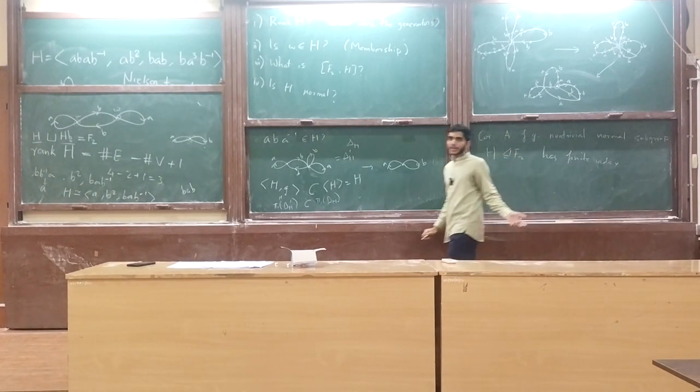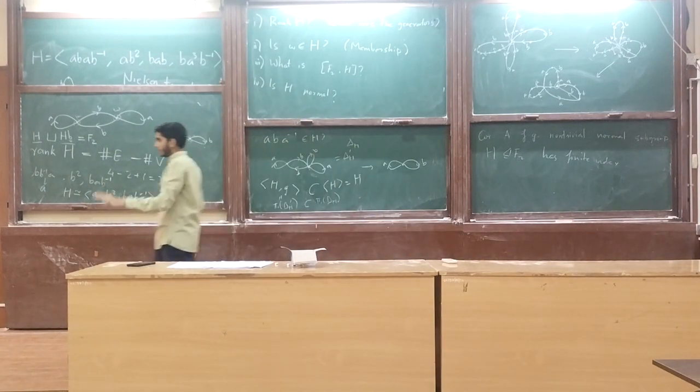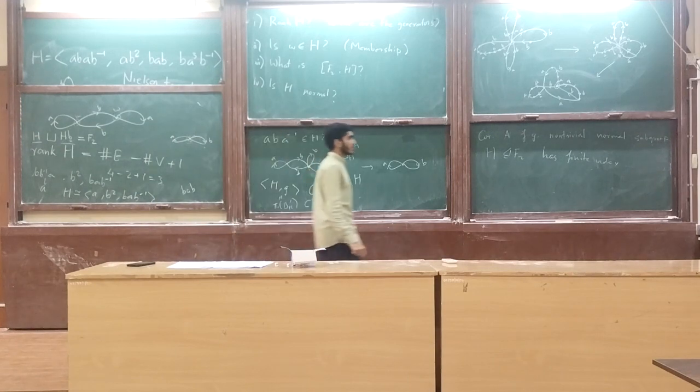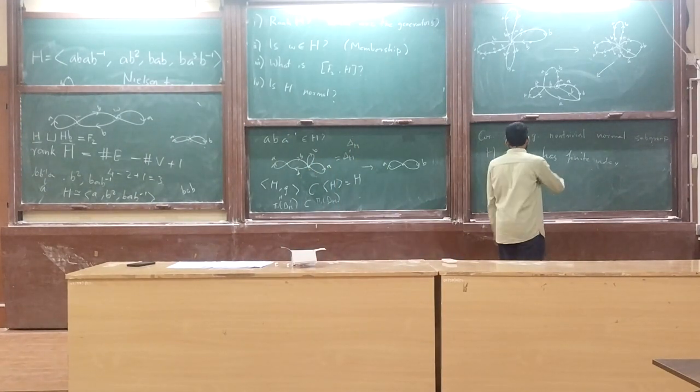This may not generally be true, right? I'm saying that you take a subgroup which is non-trivial and finitely generated. If it's normal, then it has finite index. Okay, this isn't usually true, but now why is it true here?